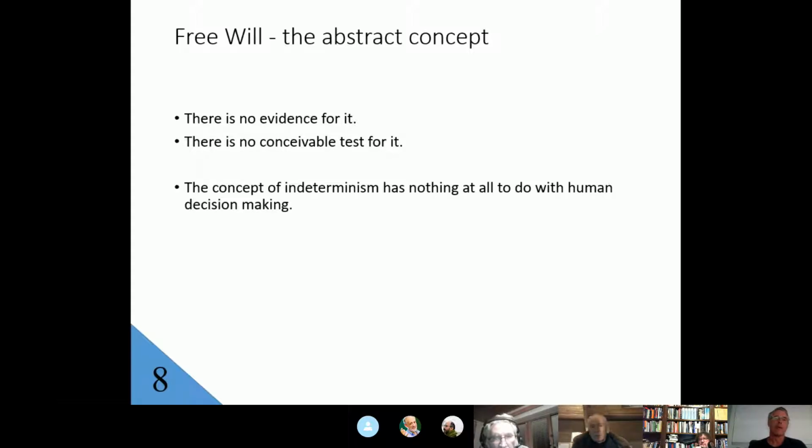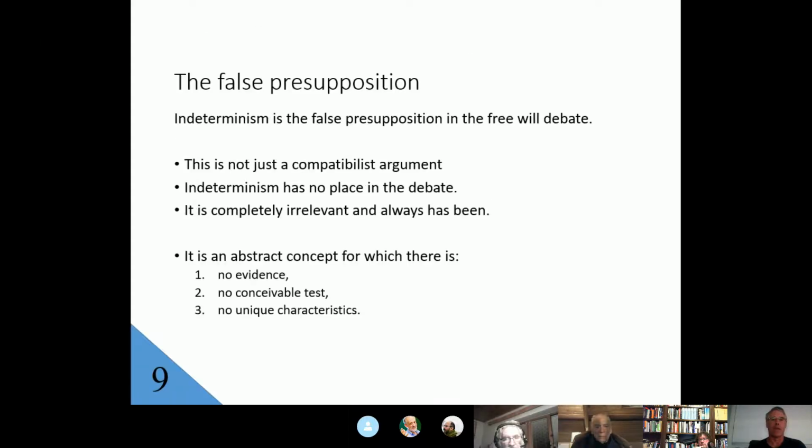So we're going to leave the abstract concept shortly. I'm saying there's no evidence for it. There's no conceivable test for it. The concept of indeterminism has nothing to do with our decision making. There's not a shred of evidence, and there can't be any evidence that indeterminism is a property of our decision making. And going back to the title of my paper and Searle's work, indeterminism is the false presupposition in the free will debate.